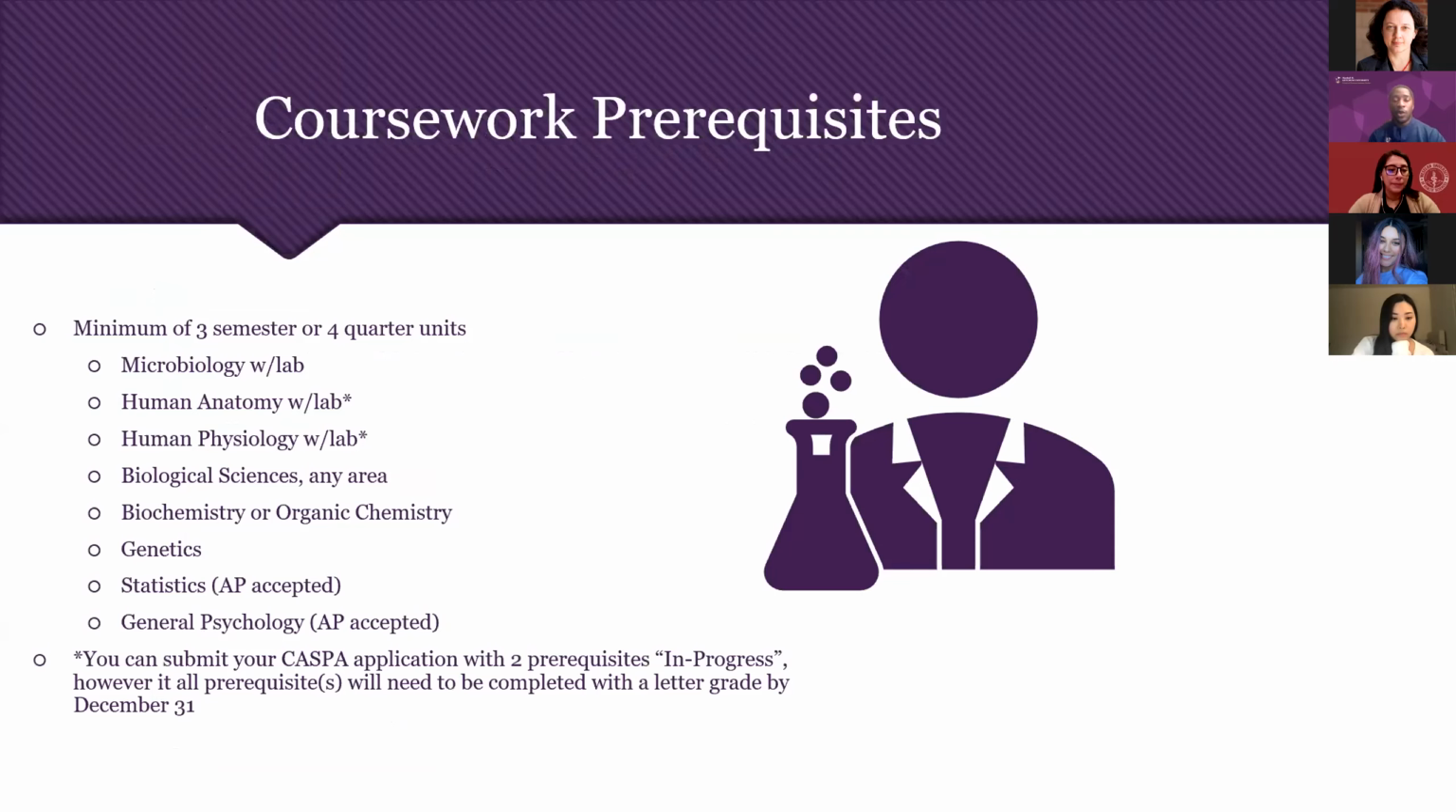For the prerequisites, we have 8 of them, with a minimum of 3 semester or 4 quarter units. You can take them from a community college or a 4-year school; there's no preference. Extension schools even. Western just presented, and we do see a lot of applicants taking courses from Western, the accelerated courses, and that's fine as well. We allow up to 2 in-progress prerequisite courses when you're applying. For example, for the 21-22 application cycle, you would have to complete them by December 31st of this year, with the transcript sent in.